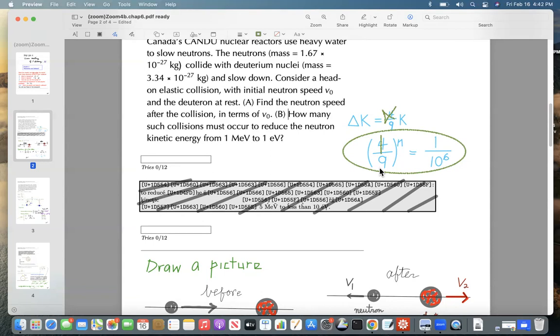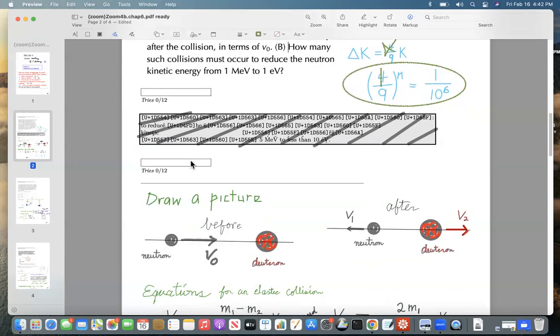So on the first collision, it's 1 over 9. On the second collision, it's again 1 over 9. Third collision, again 1 over 9. So it's 1/9 to the power of the number of collisions, 1/9 times 1/9 times 1/9, for the number of collisions. And that total change has to be 1 over a million. So the unknown is N, and that's what the question is asking for here.